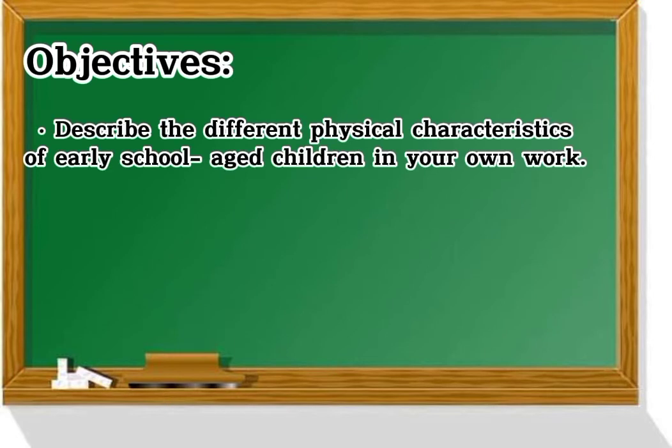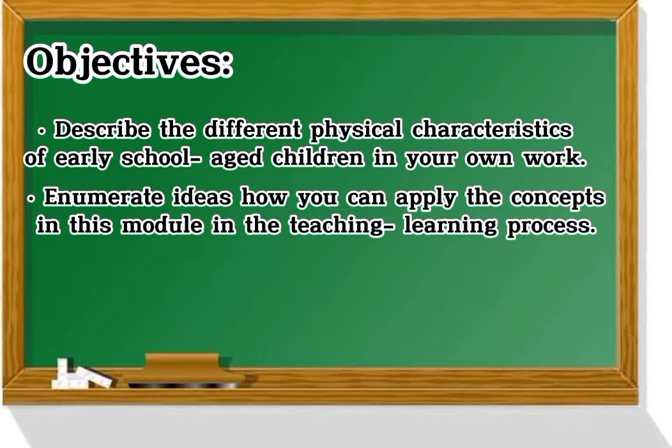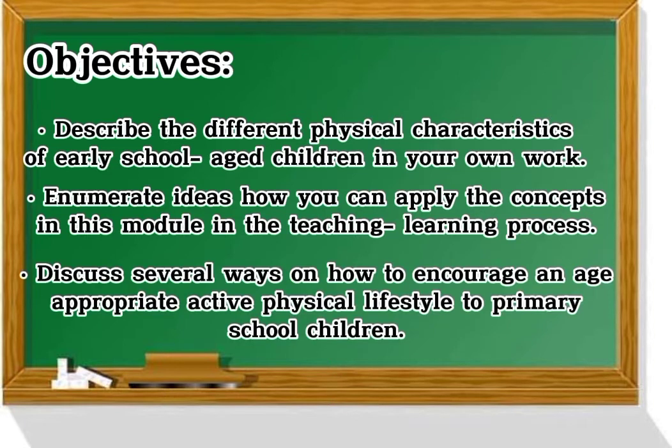Objectives: describe the different physical characteristics of early school-age children in your own words. Enumerate ideas on how you can apply the concepts in this module in the teaching-learning process. Discuss several ways on how to encourage and aid an appropriate active physical lifestyle for primary school children.